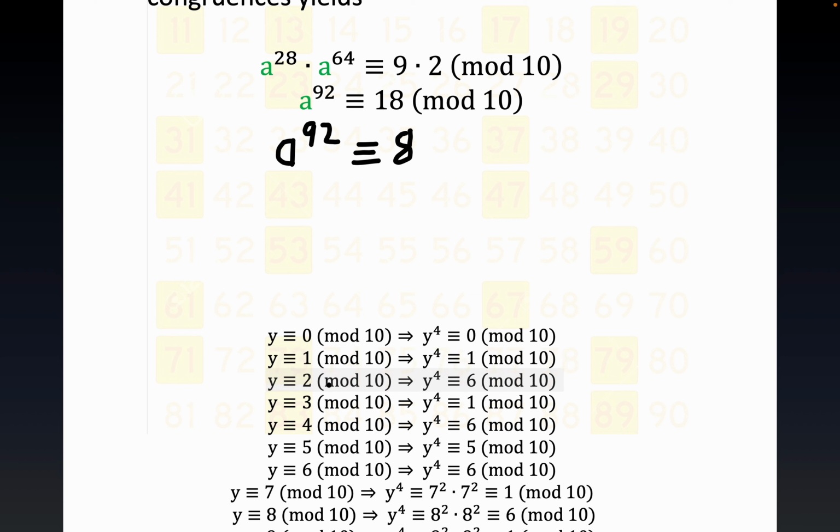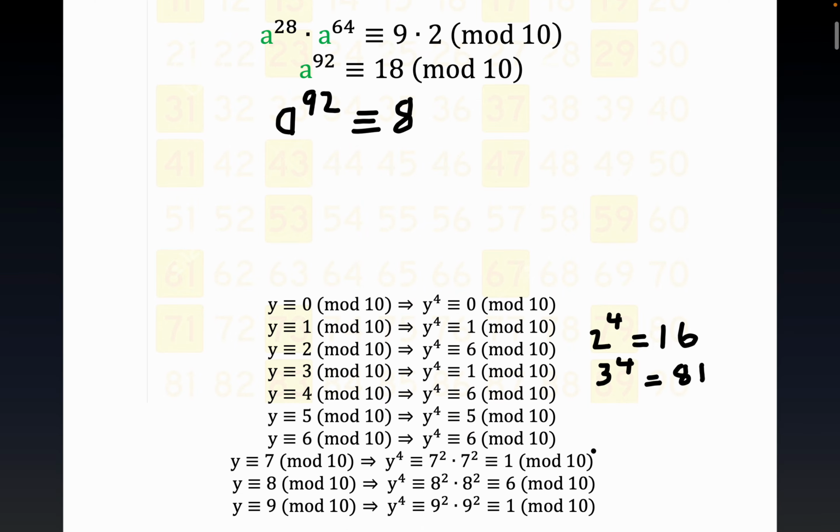Now this right here, just so if you're not seeing what's going on with this, 2 to the fourth is equal to 16, right? So that's why you have a remainder of 6 right here. Okay, then right here, 3 to the fourth is 81. Okay, and it's like that all the way down. And this has a remainder of 1, right? So that explains the 1 right there when you divide it by 10.